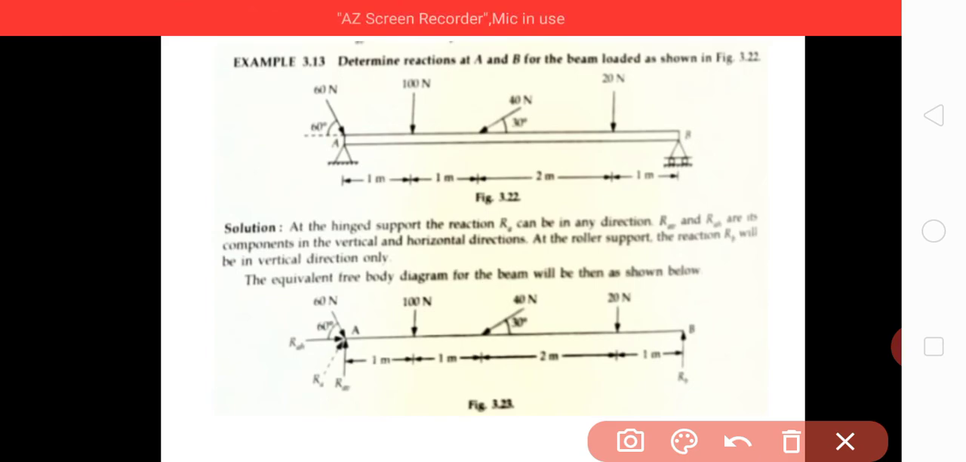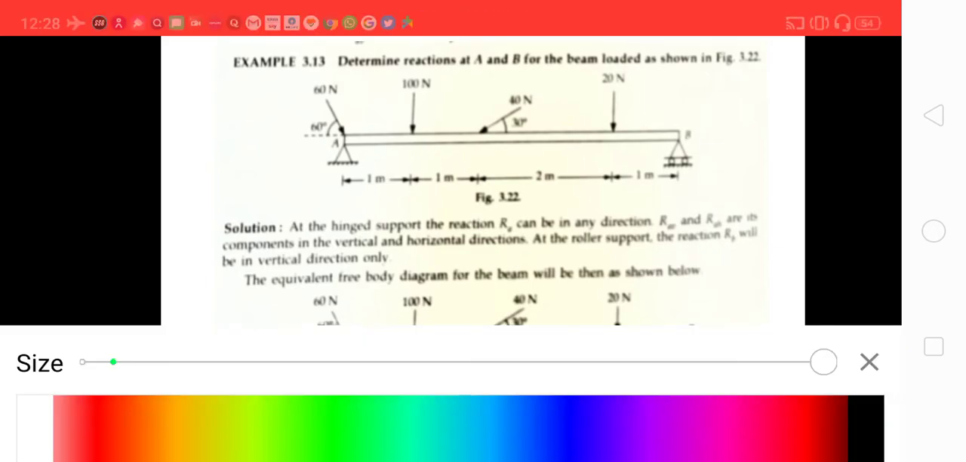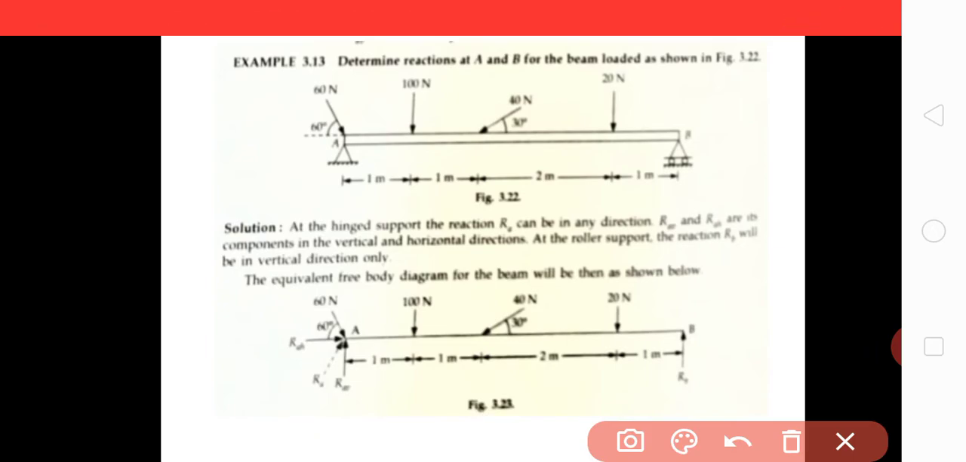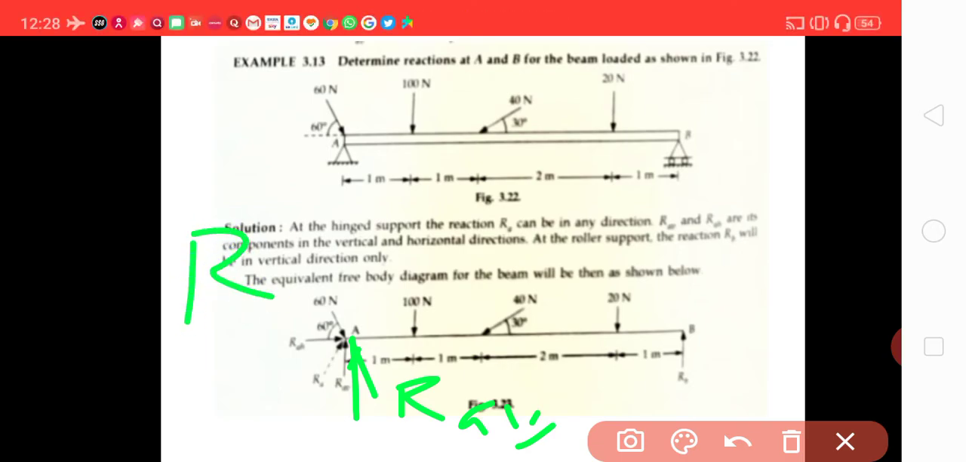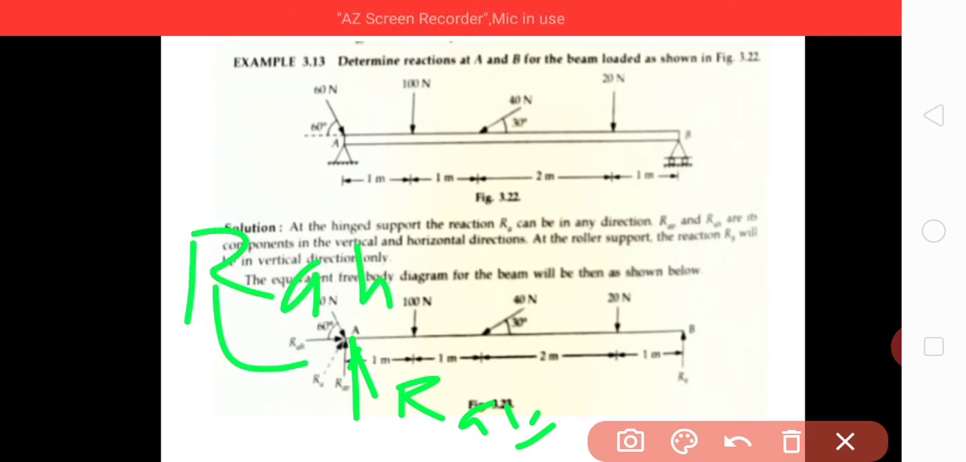So this is about the diagram. Then coming to the reactions: RA vertical, and this is RA horizontal, this one. Only RB is shown as RB, because there will not be any horizontal reaction here. Only a vertical reaction will be there. It is shown as RB simply.